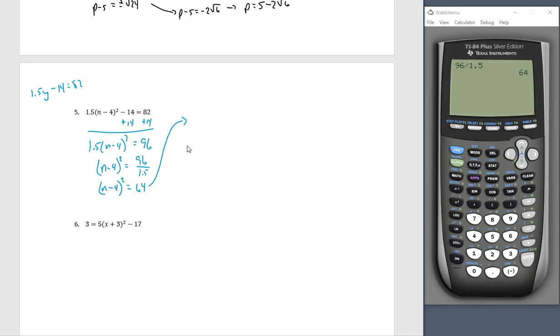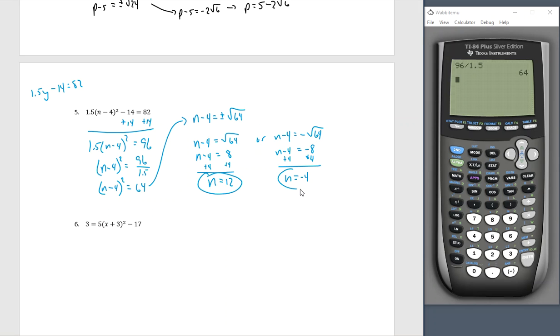If n minus 4 all squared equals 64, then n minus 4 will equal plus or minus the square root of 64. And we break it into two equations. n minus 4 is the square root of 64, or n minus 4 is the negative square root of 64. The square root of 64 is 8. So if I have n minus 4 equals 8 and I add 4, I find that n equals 12. And if n minus 4 equals a negative 8, I'll end up with n equals negative 4.